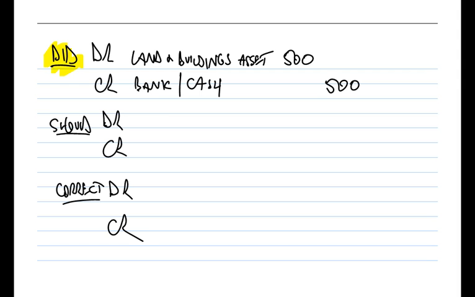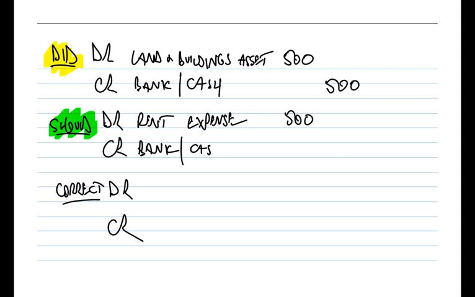Now this error is actually what's known as an error of principle. They've made a fairly significant error because they're recognising an asset rather than an expense. That's going to fundamentally affect the look of our accounts. That's going to change the profit that we're recognising. It's going to change the figures on the balance sheet, because what they should have done, well, they should have debited rent expense. That's what the payment actually related to. So they should have debited rent expense 500 and credited, well, they should have credited bank and cash 500. It's money going out of the bank account either way.